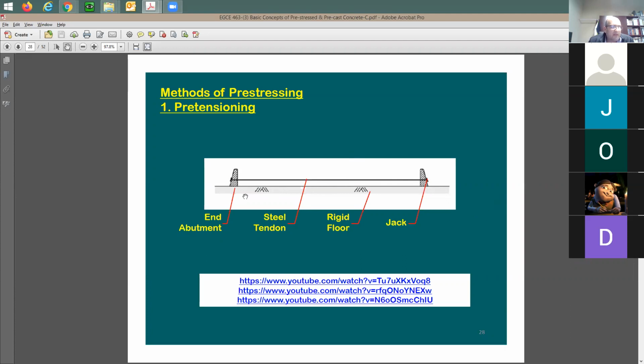How does it work? We're gonna put these abutments. It's gonna be very strong. You're gonna have this rigid floor. Most likely it's gonna be concrete, and this is gonna be made out of steel. You're gonna put the cables, apply the tension, and as you have seen in the video, they cast the concrete in pieces because it's gonna be very long, maybe 200, 300 feet, and then they cut. After the concrete hardened, they come and burn the cable or they just cut it.